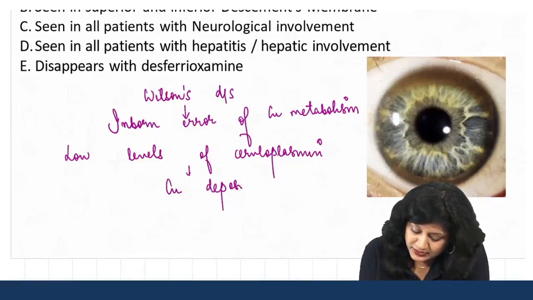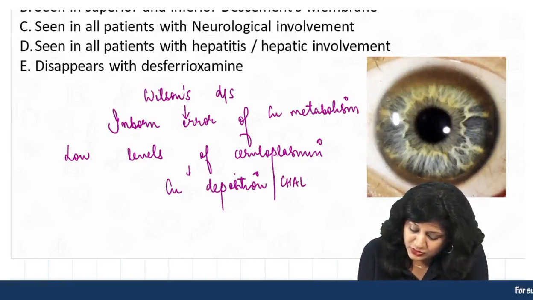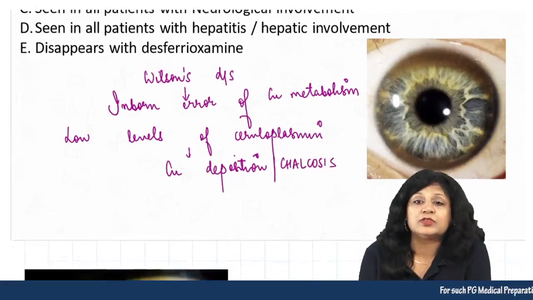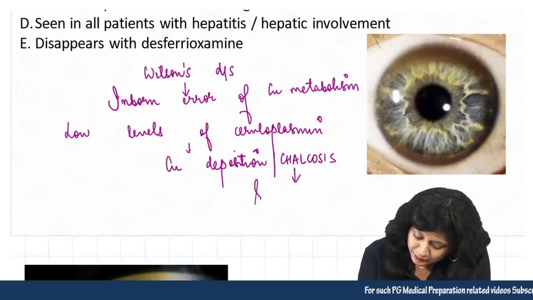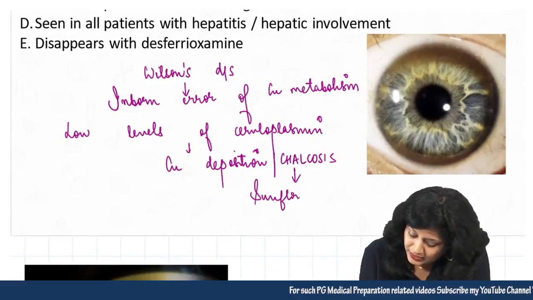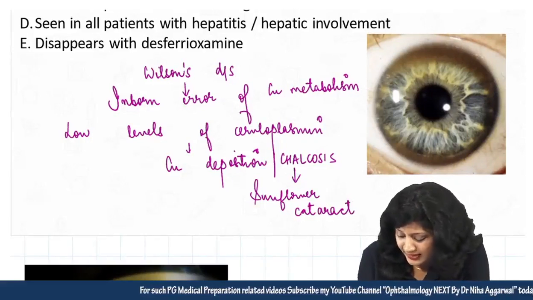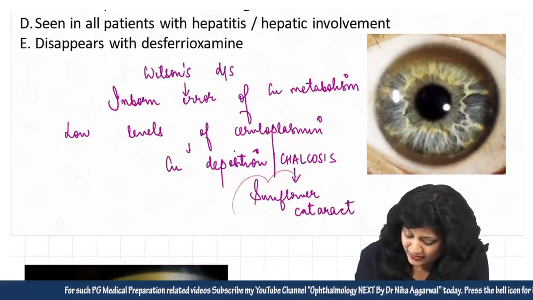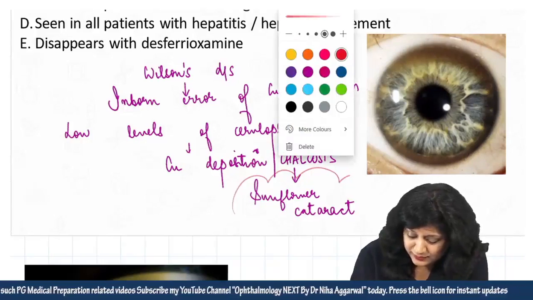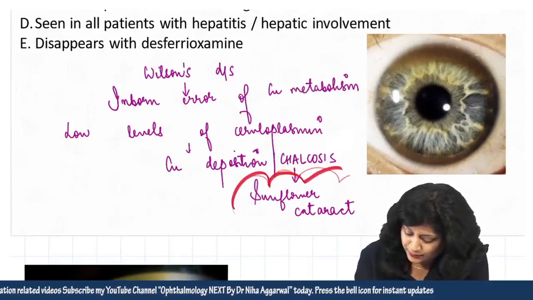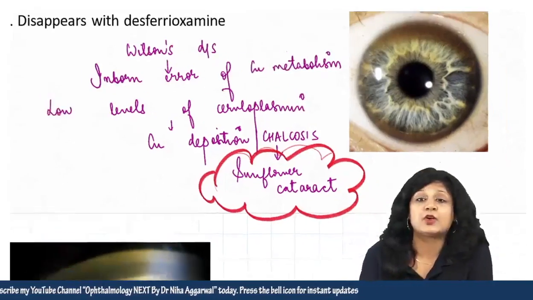What is this called? This copper deposition is called chalcosis, and due to this you get a cataract. What is the name of that cataract? Sunflower cataract. Sunflower cataract, as I always say, is one of the fancy names of cataract, and fancy names of cataract are again quite important, asked so many times. What are the other causes of sunflower cataract?